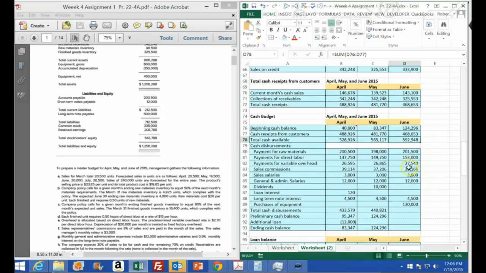This is correct, this is correct, this is correct. So we can copy this across. And then our receipts minus our payments, we can copy that across. This is the calculation. And now you can see we're under 40,000.